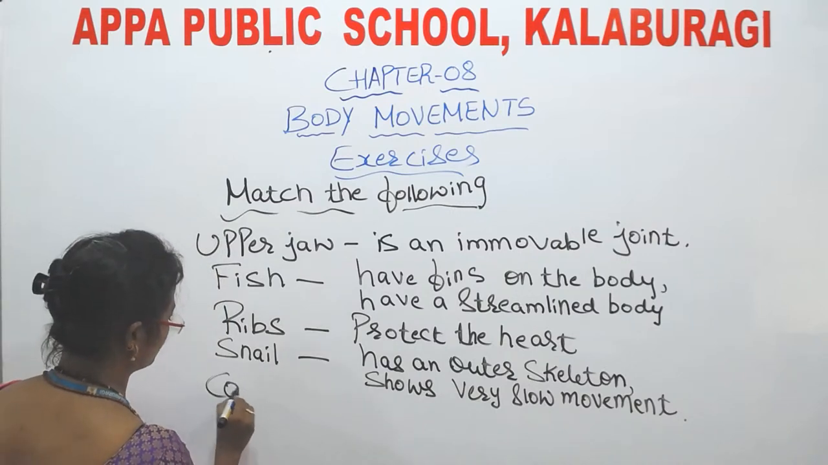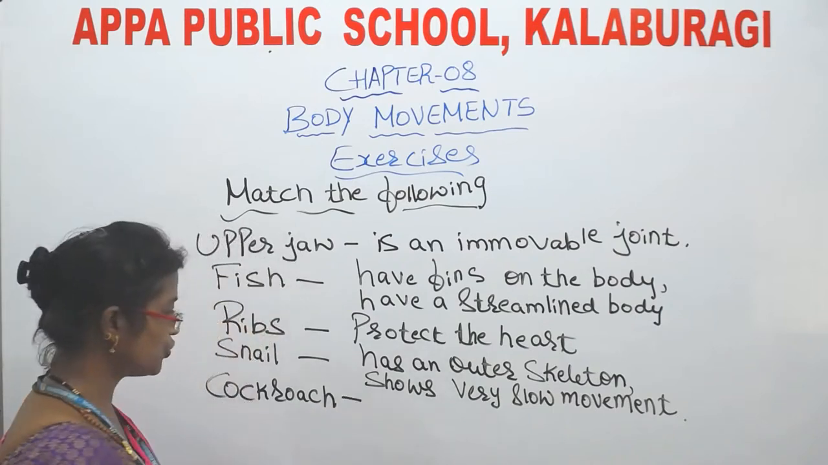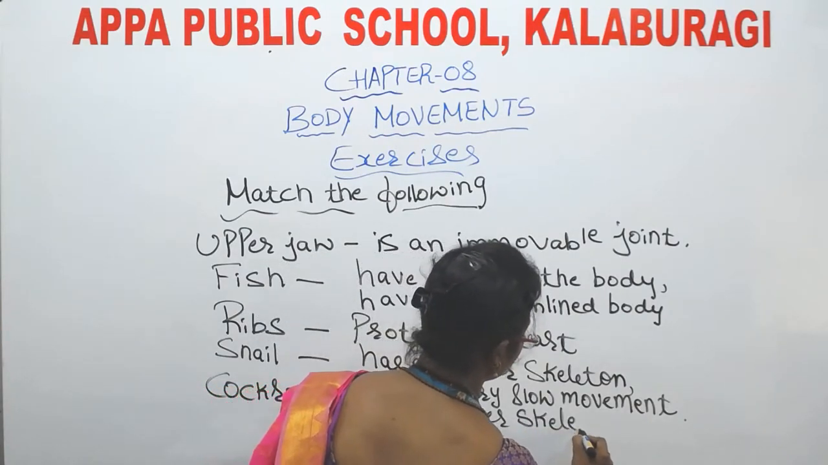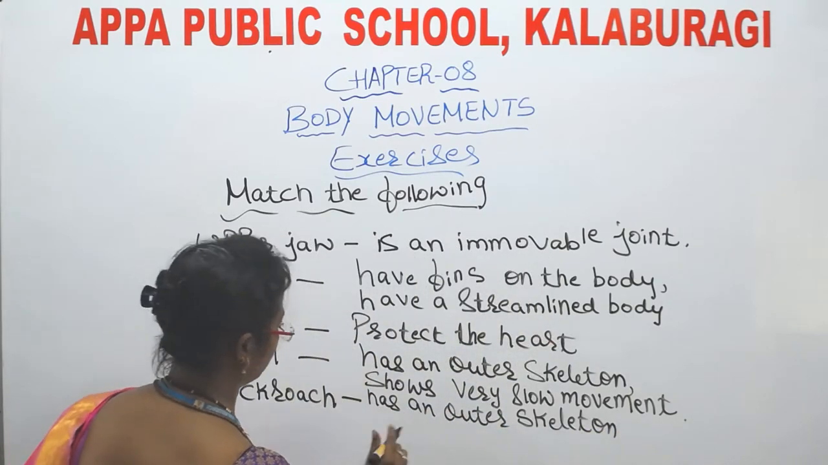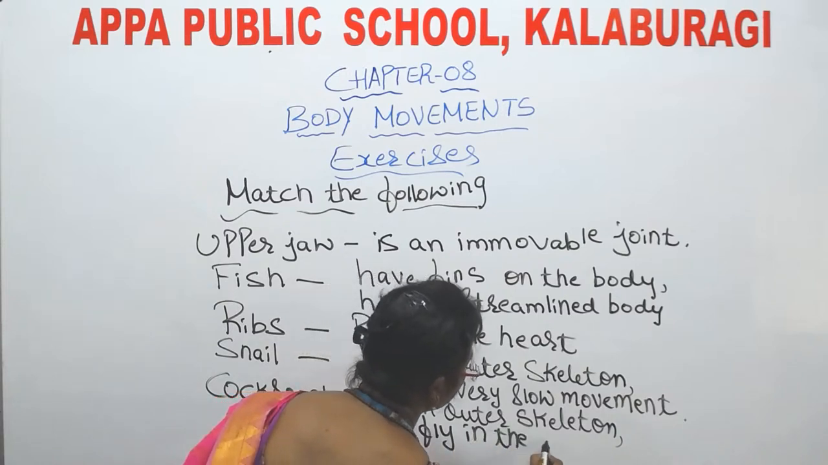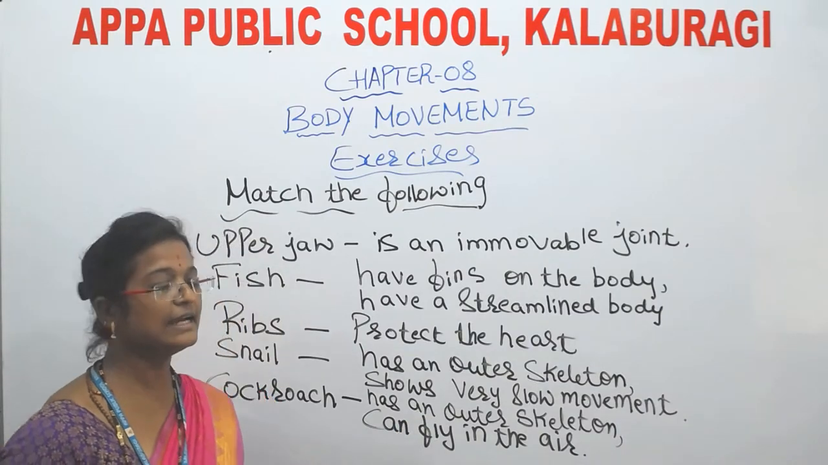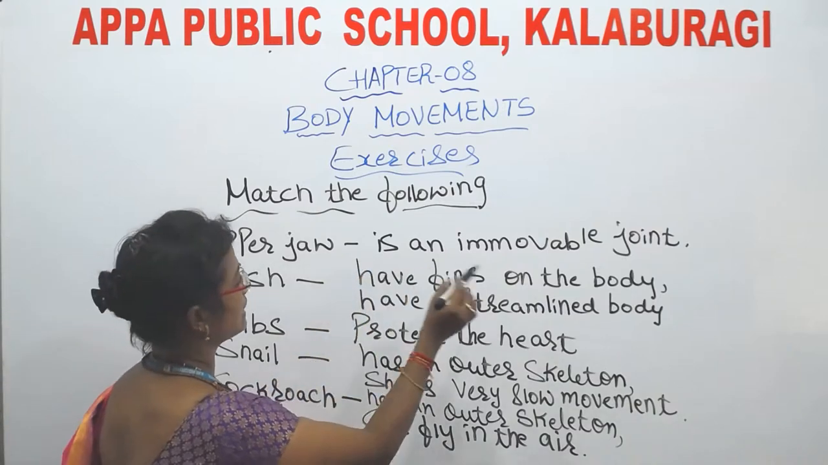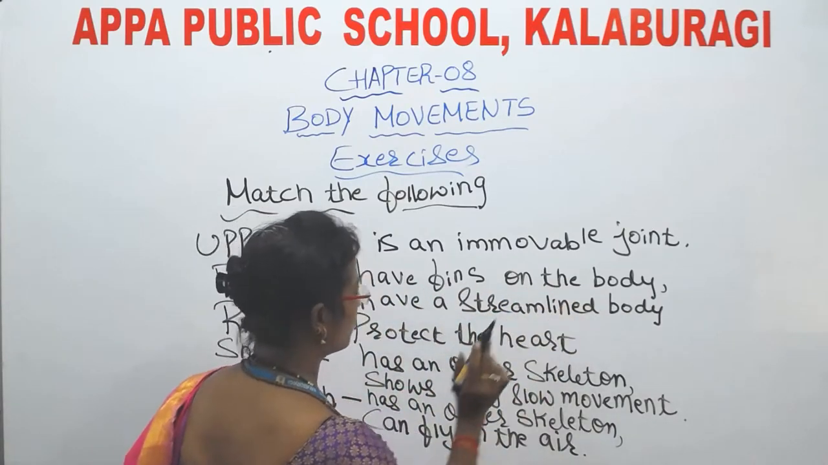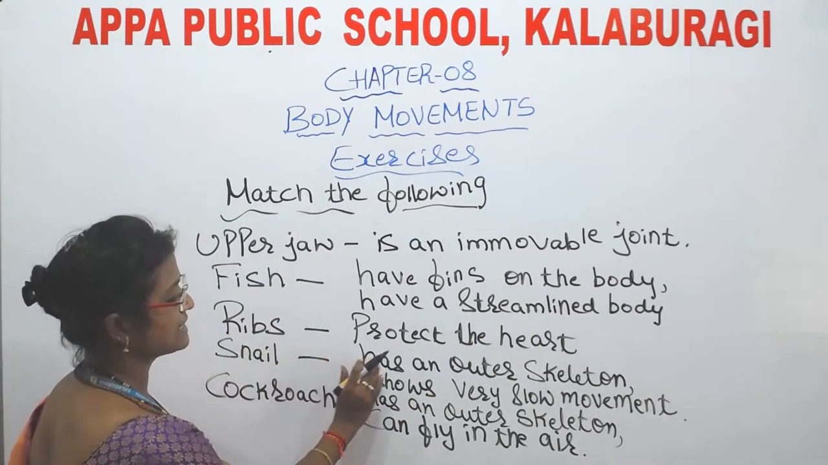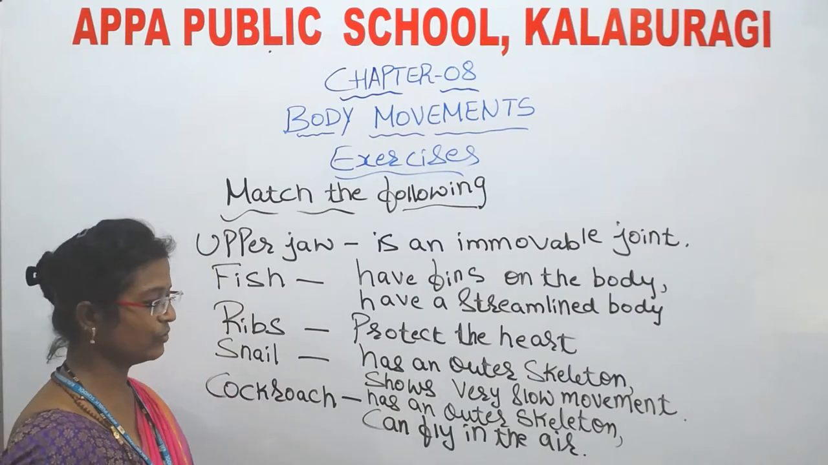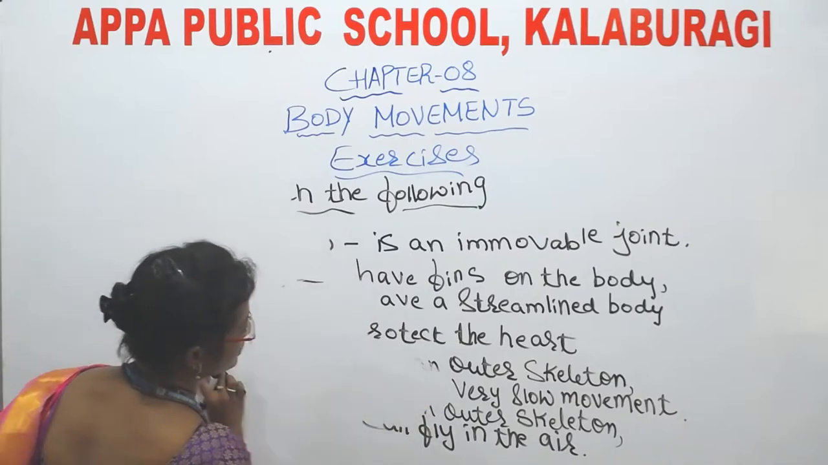Okay? So the next one is cockroach. Here also two statements. One is cockroach has an outer skeleton like snake, isn't it? And one more is can fly in the air. So the cockroaches can fly in the air. So once again I'll repeat: upper jaw, the correct answer is an immovable joint. Fish have fins on the body and a streamlined body. Ribs protect the heart. Snake has an outer skeleton and shows very slow movement. And cockroach has an outer skeleton and can fly in the air. Okay. So next we'll move forward and discuss answer these questions.